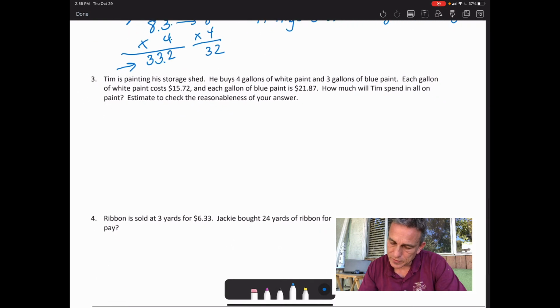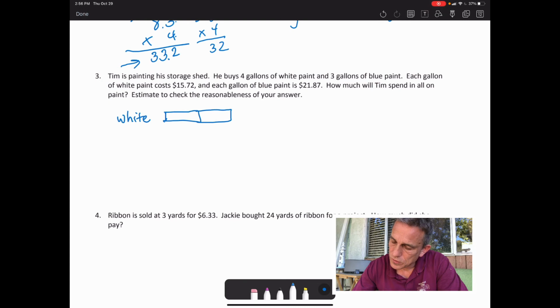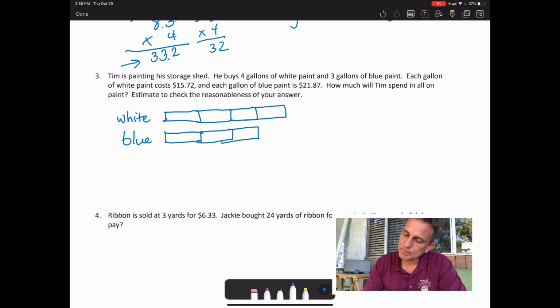All right, let's take a look at the second one. Tim is painting a storage shed. He buys 4 gallons of white paint and 3 gallons of blue paint. Okay, so 4 gallons, so here's what I'll do. I'm going to label white, 4 gallons. So 1, 2, 3, 4. And 3 gallons of blue paint. So blue. 1, 2, 3.